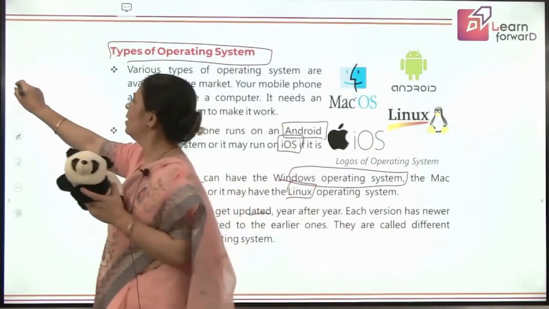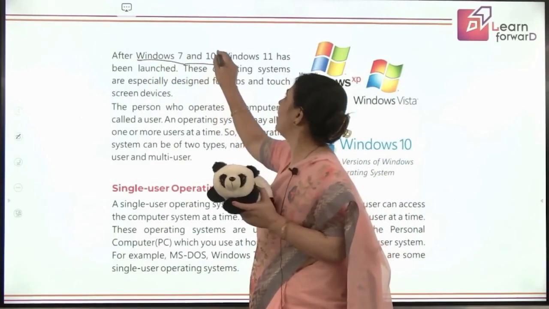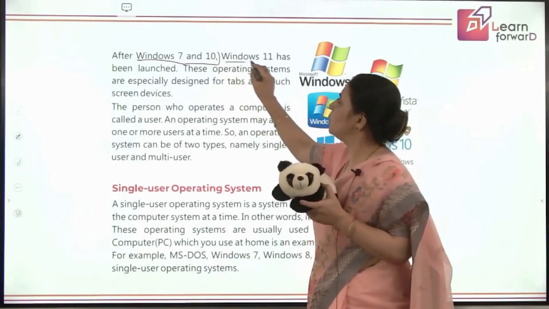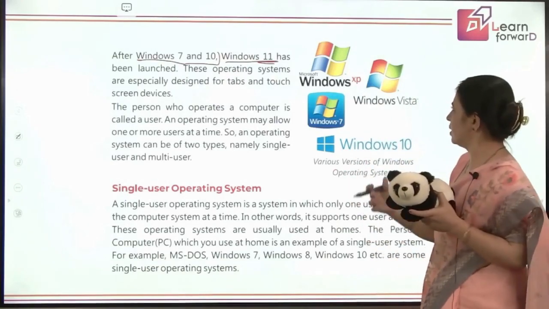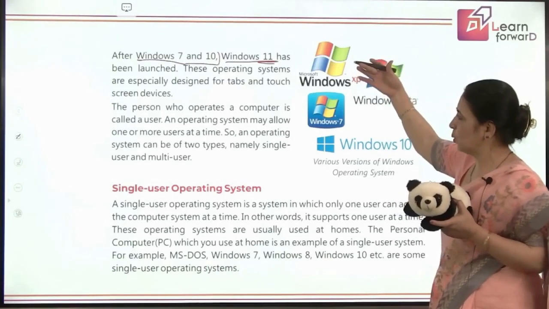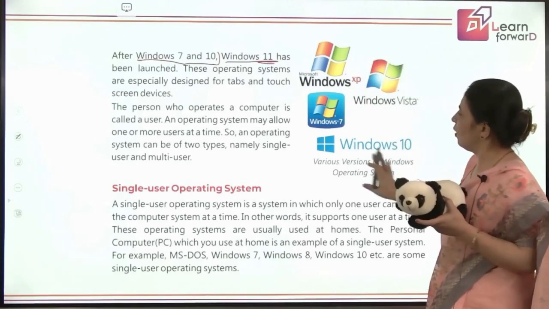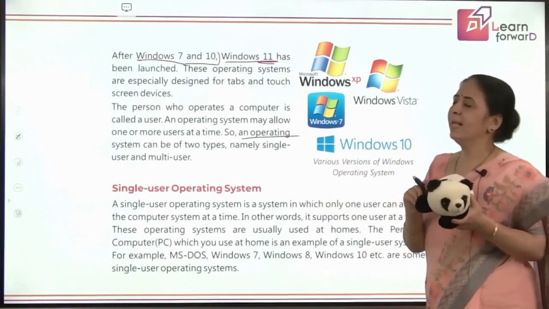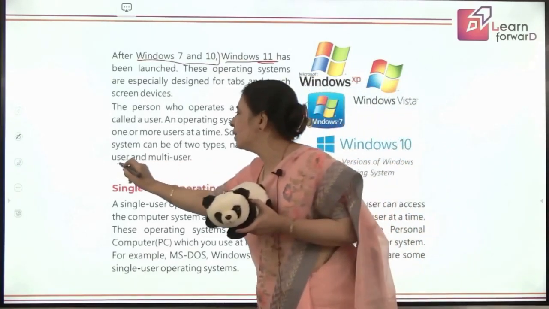So see here, we will study that Windows 7 and 10 were the initial launches, and then we came with Windows 11. It was also launched in the market with more features. So these are the different icons. We have Windows XP also, and we have Windows Vista with us, Windows 10, Windows 7. So these are the different icons which you could see. And operating systems are basically divided into two categories. One is single user and another is multi-user.